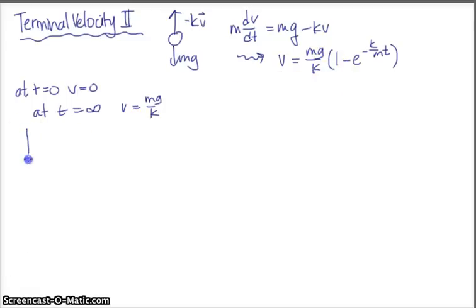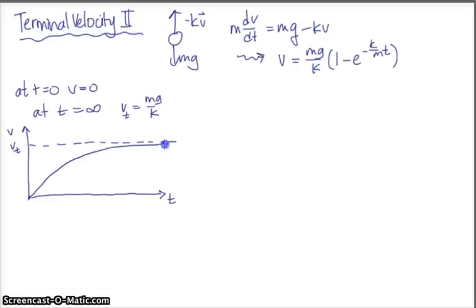So the graph of this function, velocity as a function of time. Here's the time axis, velocity axis. There's an asymptote at the value v terminal, where v terminal is mg over k, and it starts at 0, and it increases at a decreasing rate until it is asymptotic to mg over k. Okay, so that's the graph of velocity as a function of time from t equals 0 to t equals infinity.